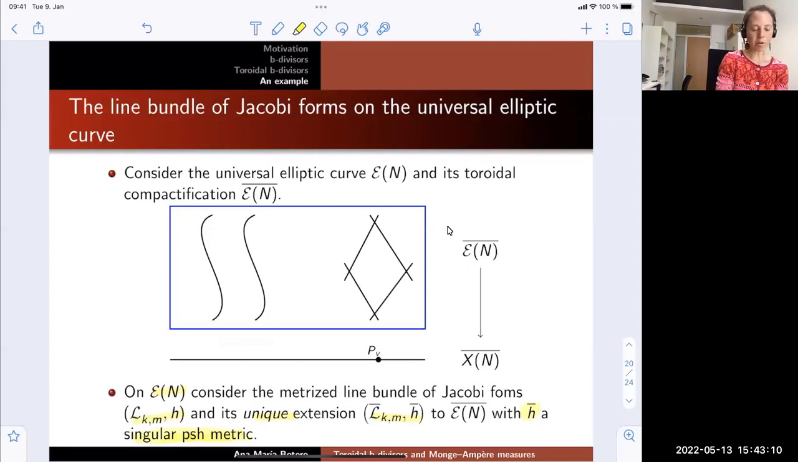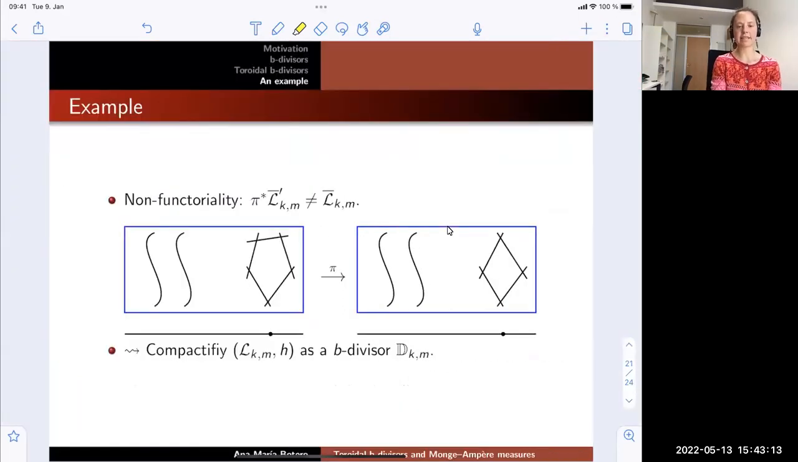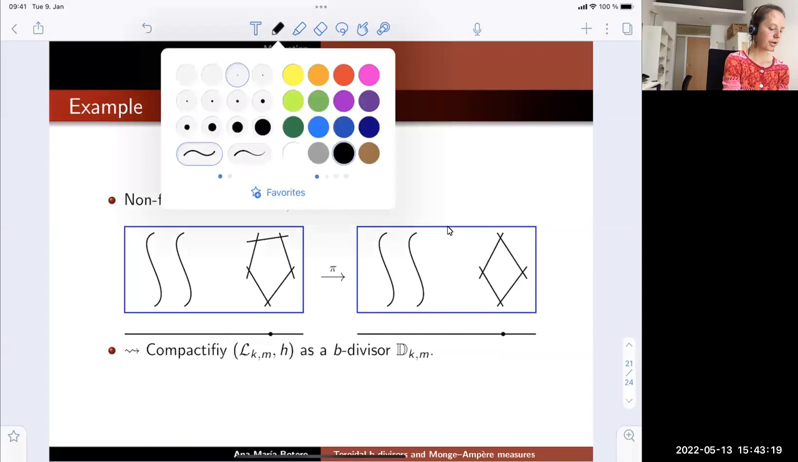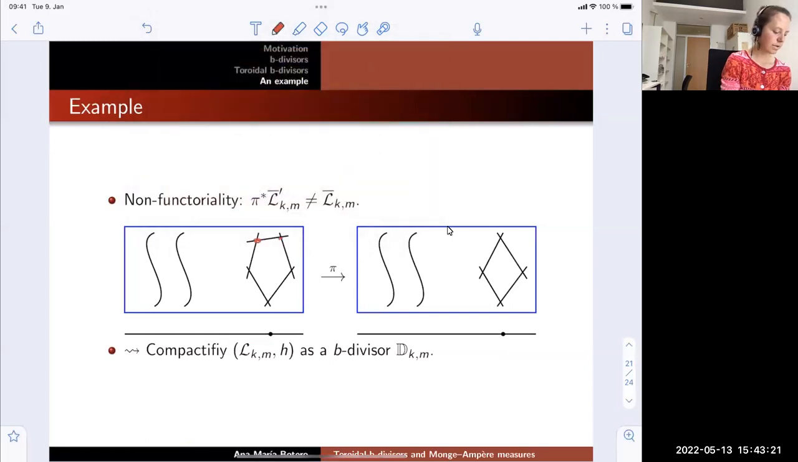And then the problem was that this was no longer good in the sense of Mumford, because along these double points, it acquired some bad singularities. And then this implied that we don't have functoriality. So the extension depends on the choice of the compactification. And then the idea was to compactify this line bundle together with the metric as a b-divisor. That was the motivation.